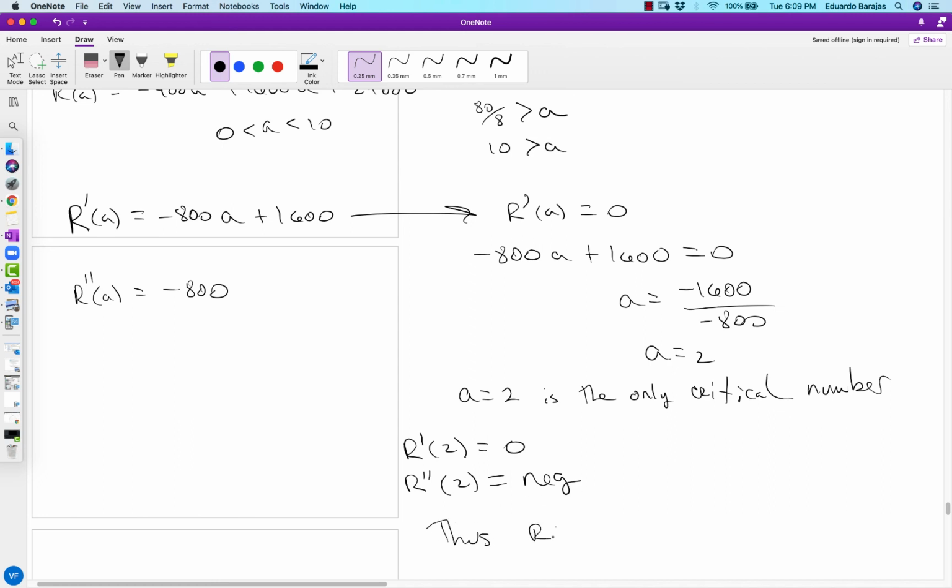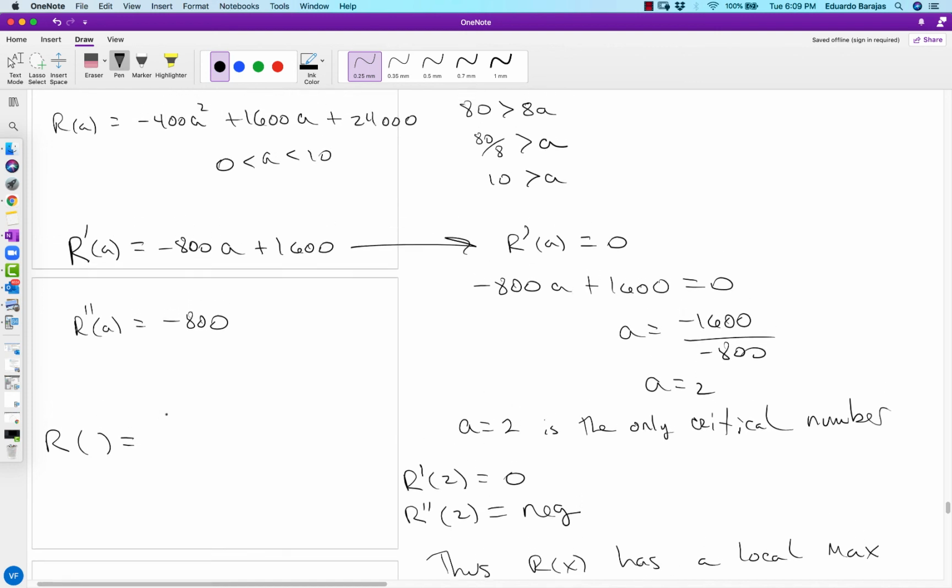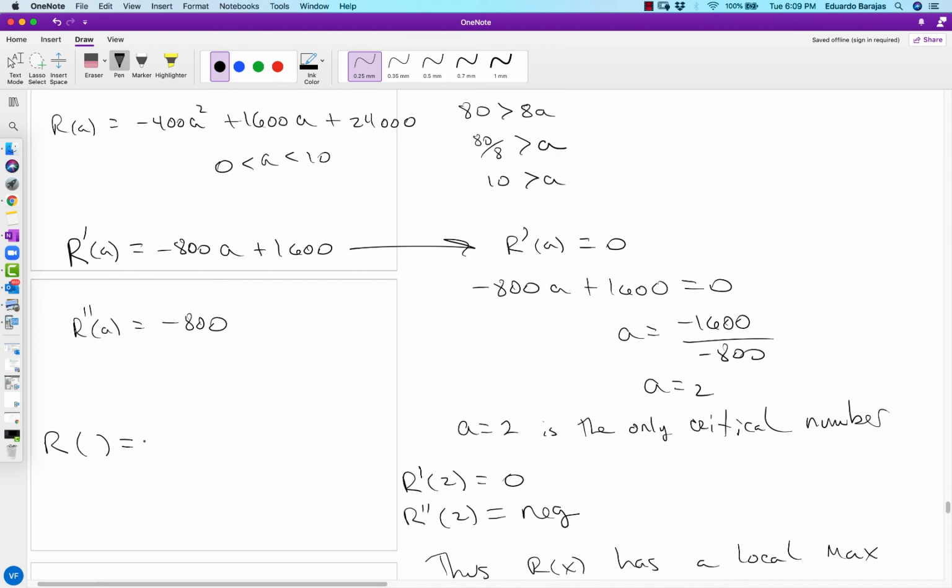Thus, R of x has a local max at x equals 2. And now if we want to find the actual value of our revenue at 2, we have to evaluate our original function at 2. So going back to our function, we end up with minus 400 a squared plus 1,600 a plus 24,000. And we evaluate it at 2, 2, and 2.